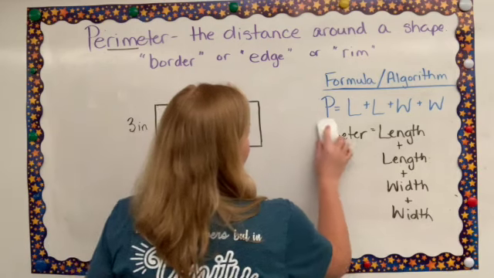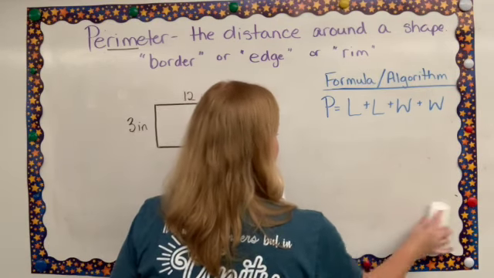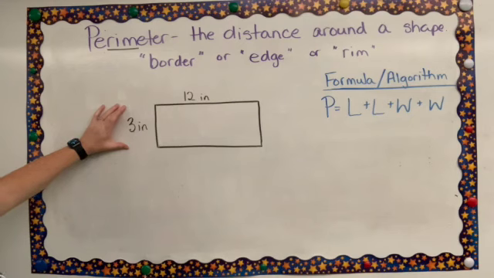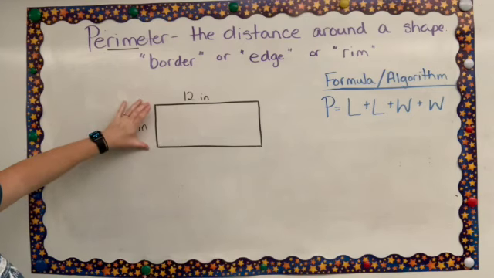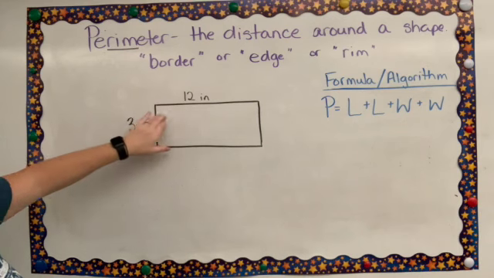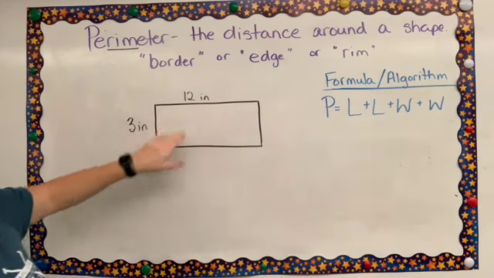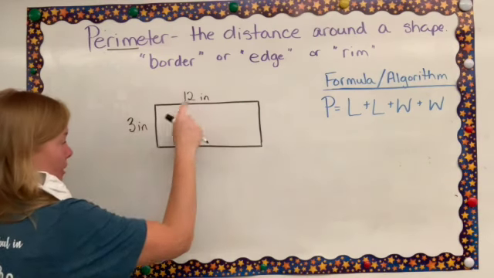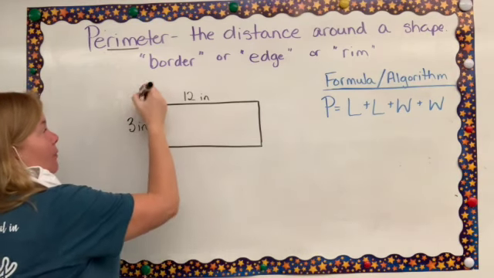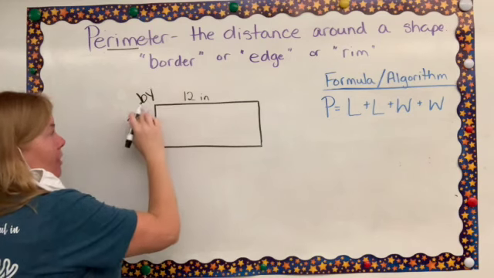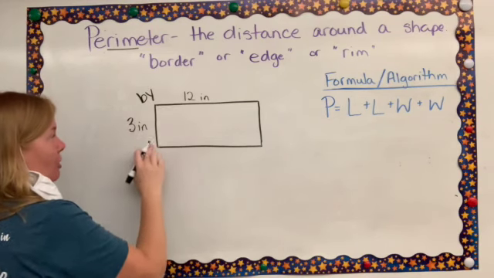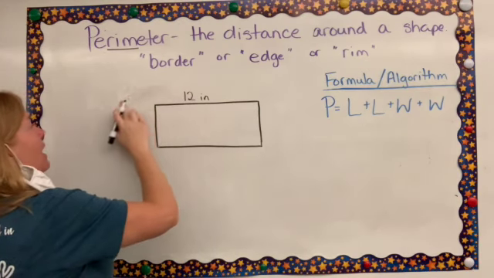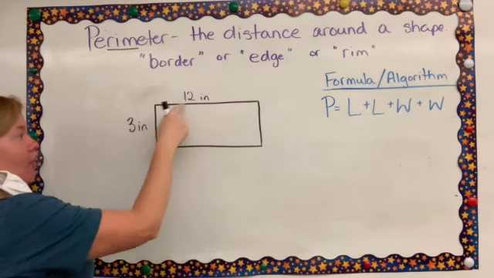So we're going to start with our first example. Our first example is 3 inches tall or 3 inches wide, and then it is 12 inches long. All right, so we have a 3 by 12. And we call it a 3 by 12 because it's 3 inches on one side by 12 inches on the other. So it's a 3 by 12. And we want to figure out the perimeter.